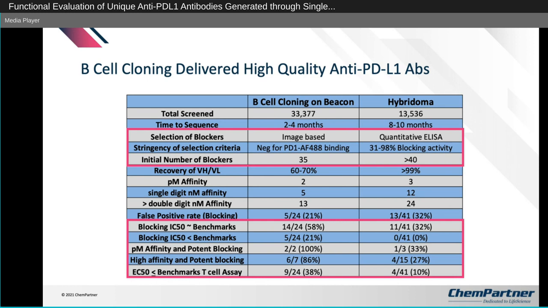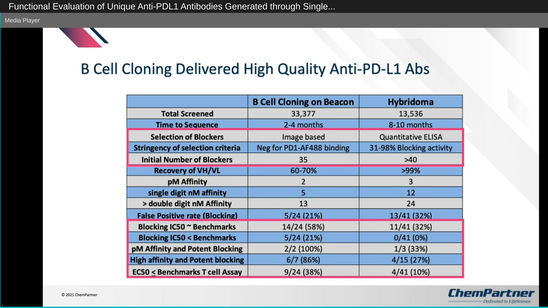The selection criteria is extremely important because on the Beacon platform we use a very clear image-based selection, where we look for the negative signal for the soluble ligand in the FITC channel, compared to the hybridoma approach, where it is still a quantitative ELISA, but the selection criteria is so variable that you end up choosing blockers with inhibitory activity anywhere from 30% to 100%, which may end up being more false positives basically.